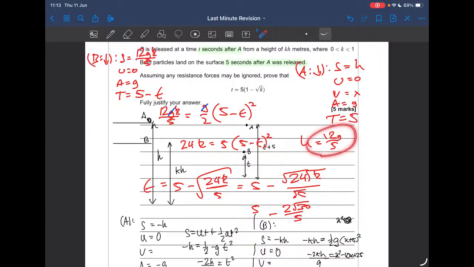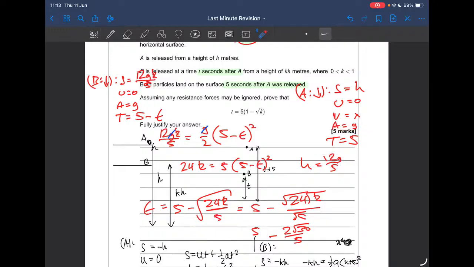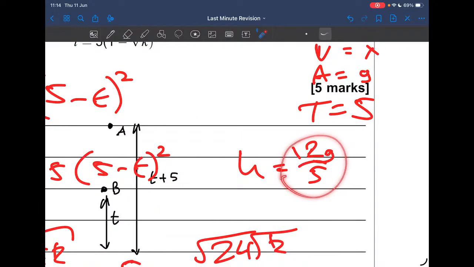How did I get 12 on 5? No, it's just that number's wrong. How have I got that number out? Where did that come from? So S equals UT plus a half of A. Yeah, that's why, because I've just written this number down wrong. So this should be 25 on 2, not 12 on 5.